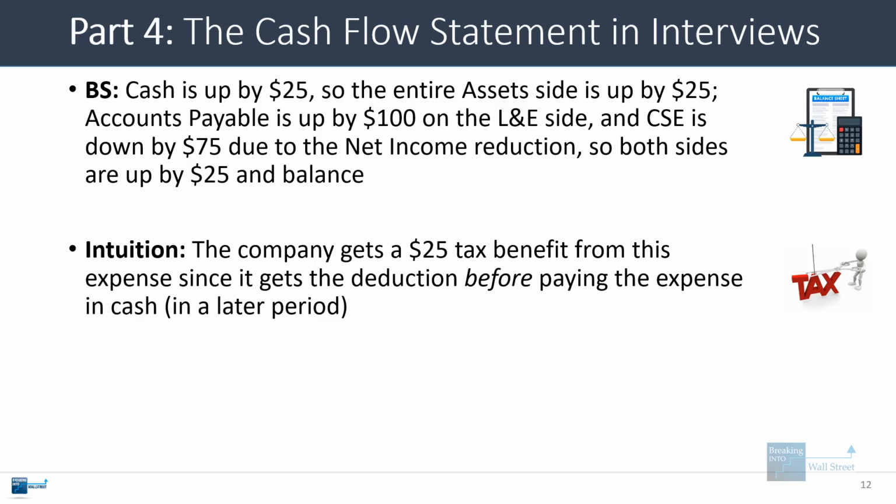So I have it written out down there, but you can see why it's important to go through the cash flow statement in the middle part of the process, because you need the net income as input, and then as output, you need the change in cash at the bottom. The intuition here is just that the company gets a $25 tax benefit from this expense because it gets the tax deduction before it actually has to pay the expense in cash, which happens in a later period.